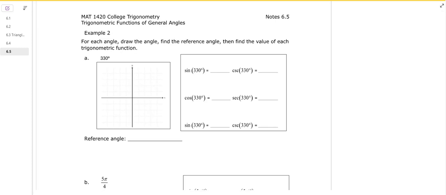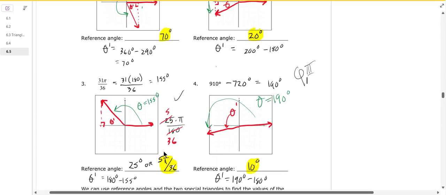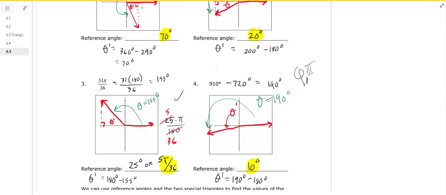So one of the reasons you learn about reference angles is this, and I think it might be at this stage worth showing you something on this.